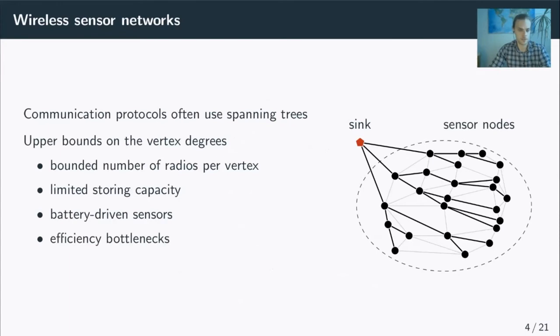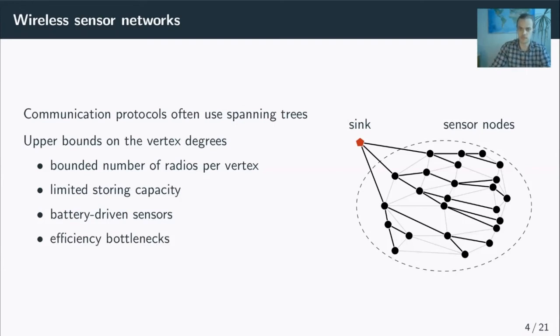But the story doesn't end here, because in various practical settings you have upper bounds on the vertex degrees, which is simply the number of neighbors each vertex has. There might be various reasons for this, so the sensor nodes might have bounded number of radios or limited storing capacity, or in the rural setting you might have battery-driven sensors. And of course you might have efficiency bottlenecks, and you want to tackle all those problems with upper bounds on the vertex degrees.